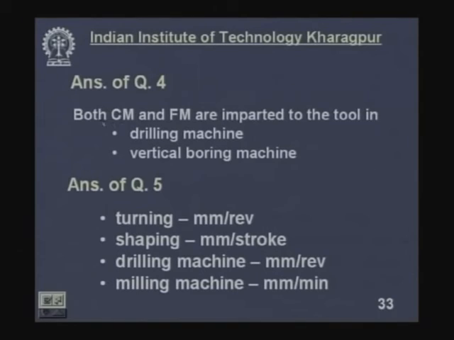Question number 4. Both cutting motion and feed motion are imparted to the tool in drilling machine and vertical boring machine. These are the characteristics of these 2 machine tools only.